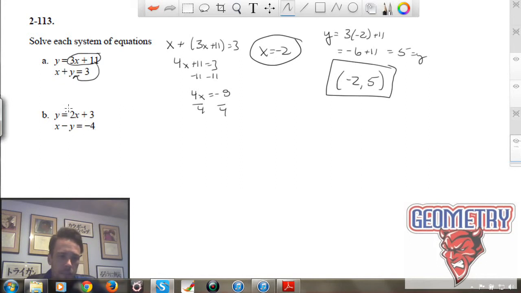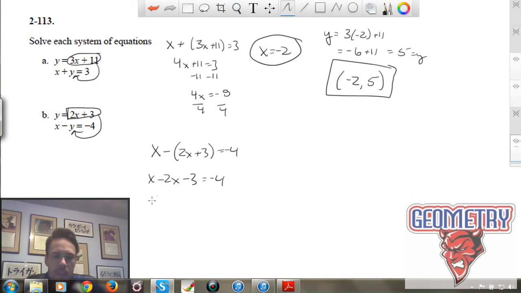Same thing with this next one. We know y equals 2x plus 3, so let's plug that in there. We just got to be careful of our signs. So instead of x minus y, we have x minus 2x plus 3 equals negative 4. I'm going to distribute that negative so I make sure I don't mess up my signs. X minus 2x is negative x, so negative x minus 3 equals negative 4. Let's add 3 to both sides. Negative x equals negative 1, so x equals 1.